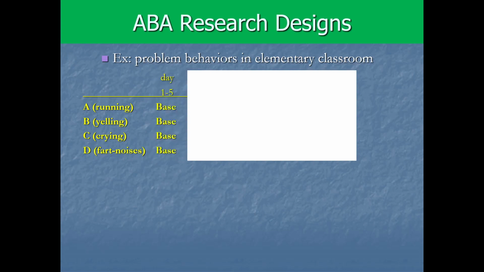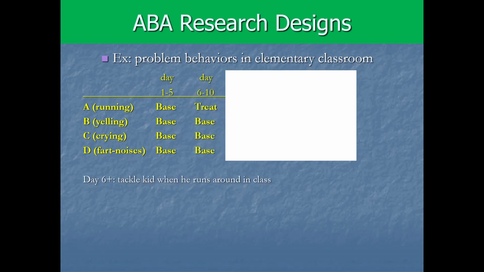What we do is on the first 5 days, we've got to get a baseline. We're just going to measure all 4 behaviors, but not tackling the kid yet, right? They do the behavior, doesn't matter. Then on day 6, we introduce a contingency for 1 behavior. We start tackling the kid for running around behavior, but we're still just measuring the other 3 behaviors. No contingency attached to those.